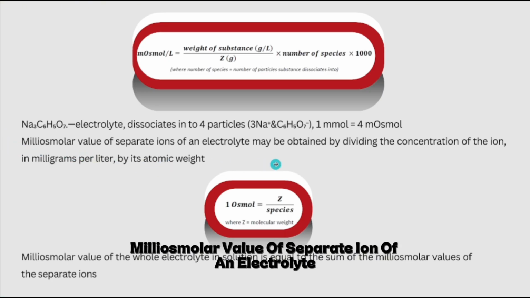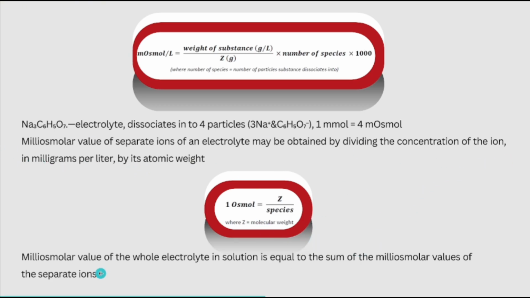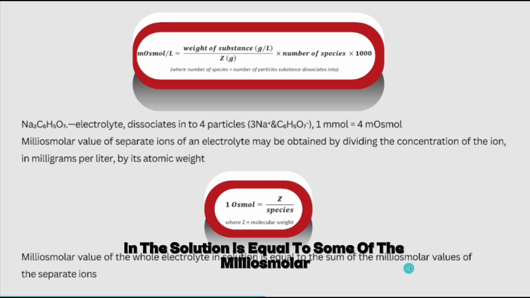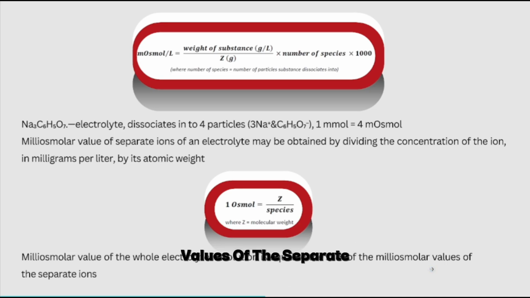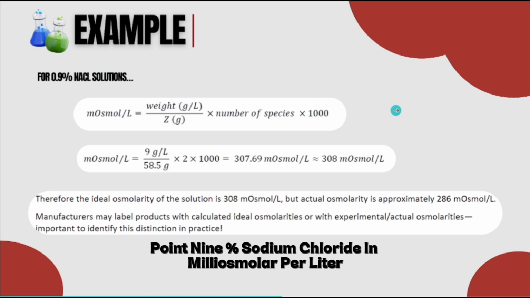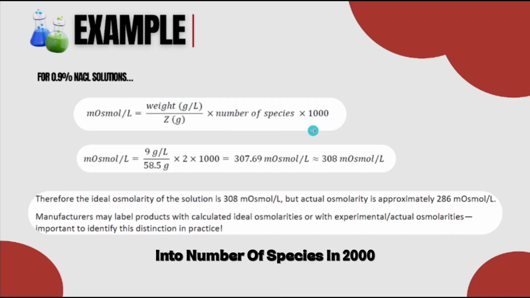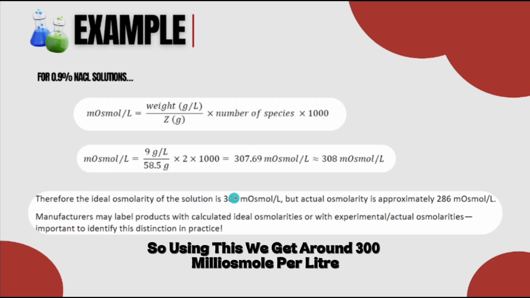Milliosmolar value of a separate ion of an electrolyte may be obtained by dividing the concentration of the ion in milligram per liter by its atomic weight. Osmolar value of the whole electrolyte in the solution is equal to the sum of the milliosmol values of the separate ions. Example: 0.9% sodium chloride in milliosmol per liter. Weight of sodium chloride divided by the formula mass, times number of species, times 1000. Using this we get around 300 milliosmol per liter.